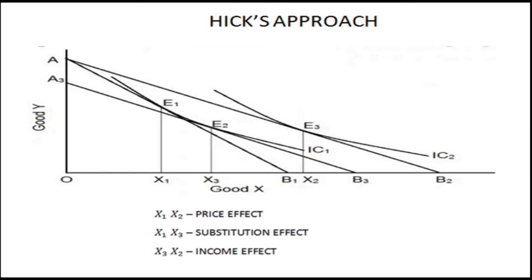So X1, X2 is the price effect, because due to the reduction of the price of X, the consumer is able to purchase this extra unit, X1, X2, extra unit of good X. So this is the price effect.